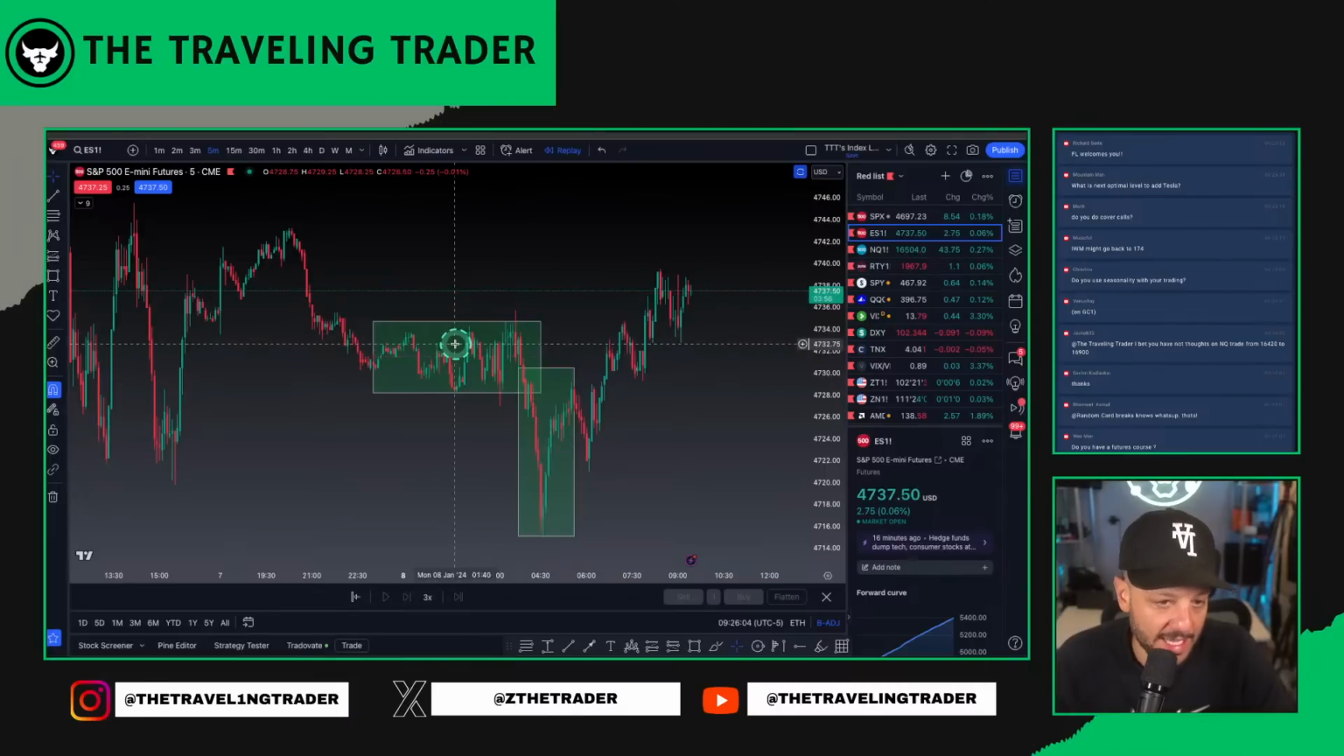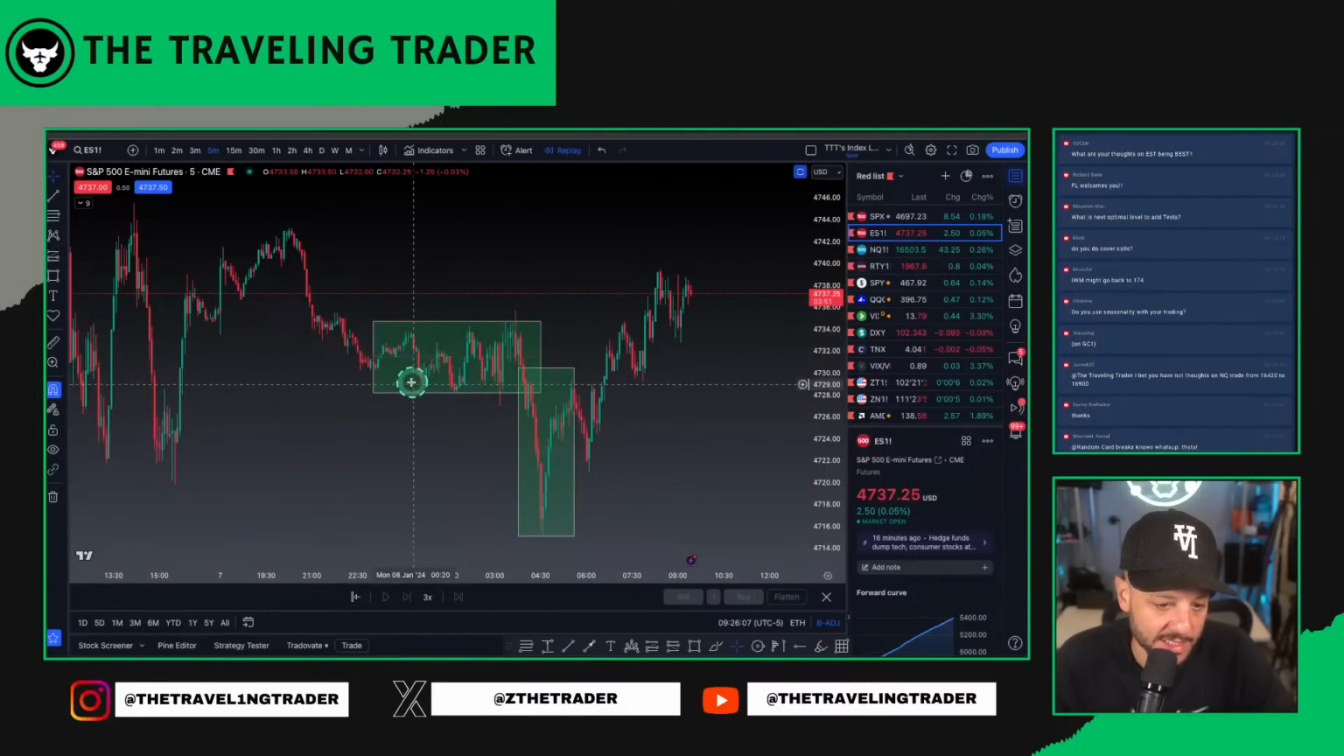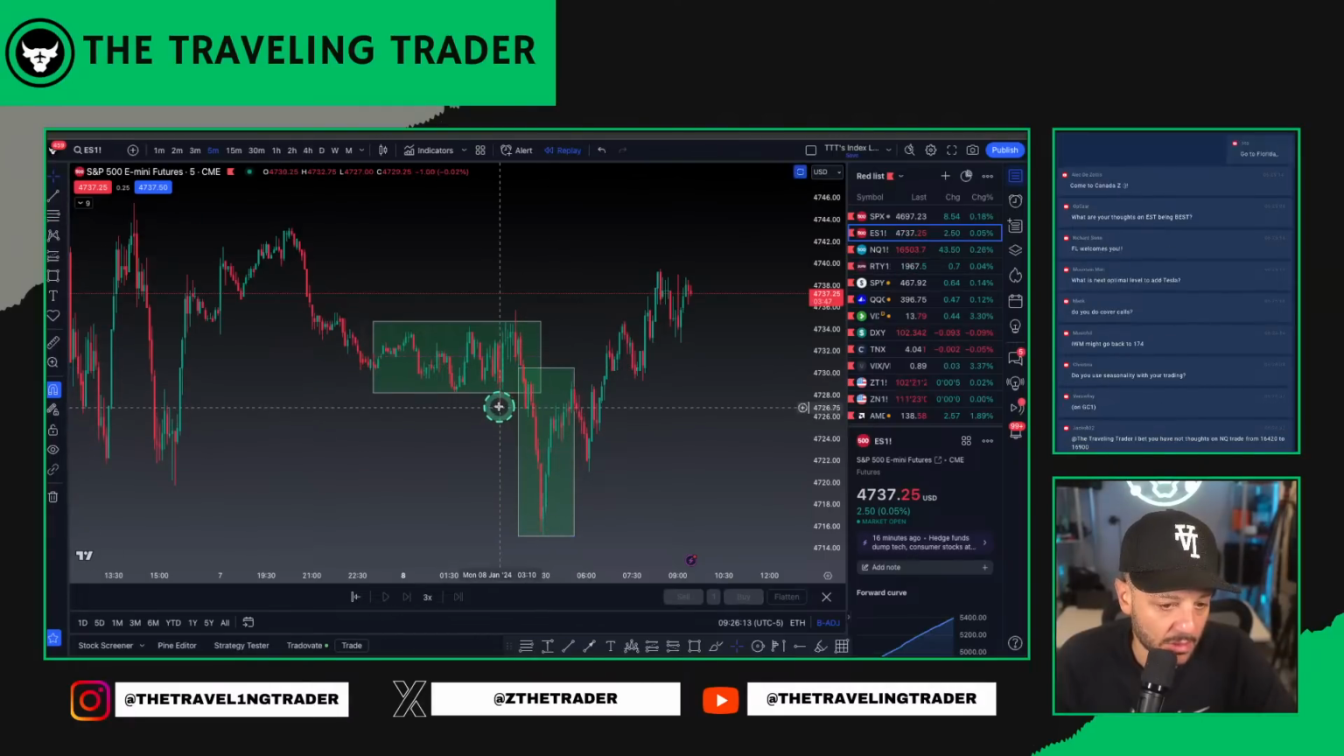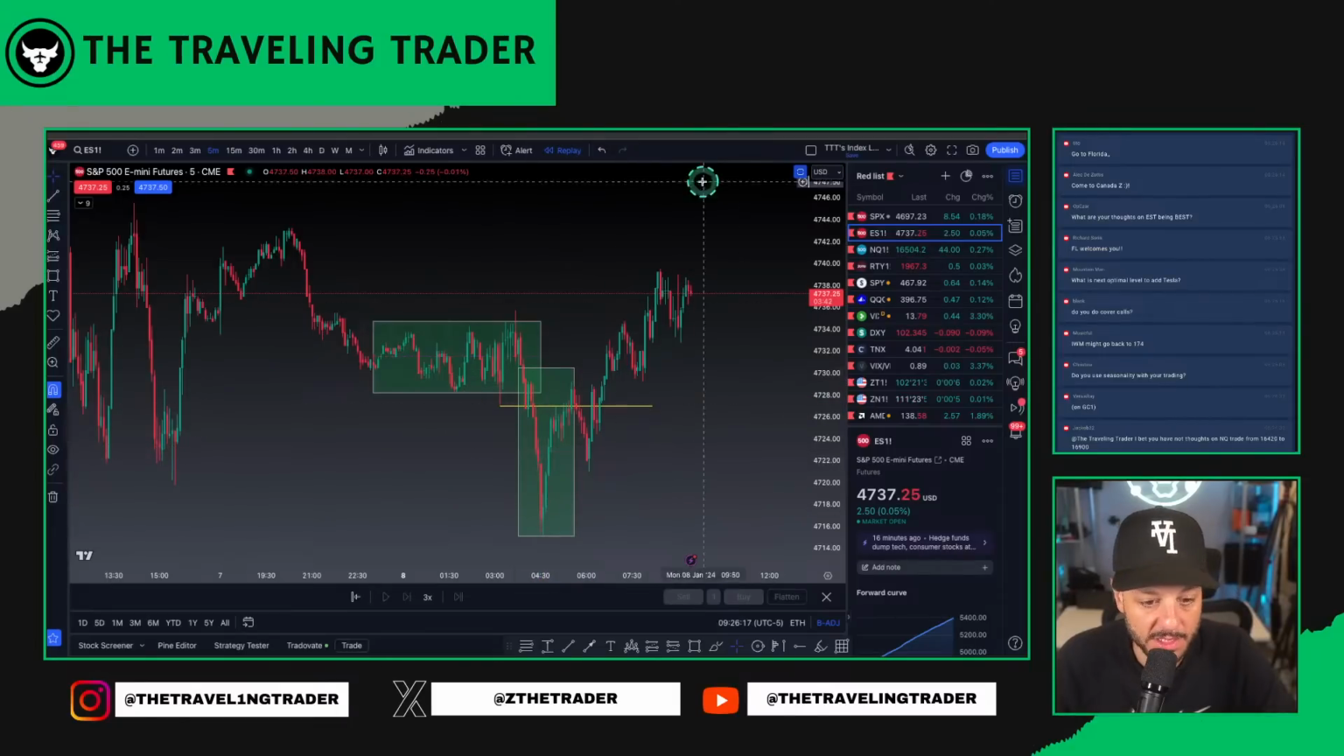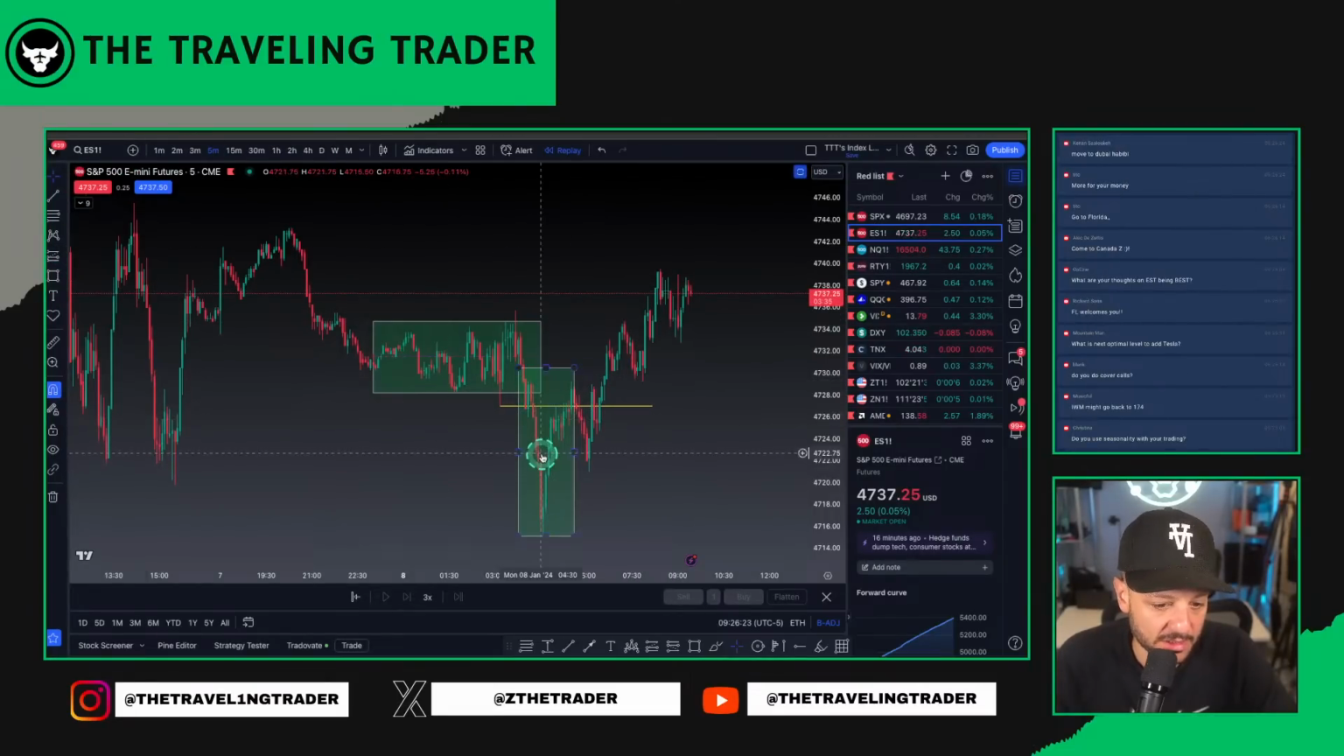So this is a classic power of three here. Consolidation, manipulation below London lows, and then expansion. And it even gave you an optimal fair value gap entry right here.